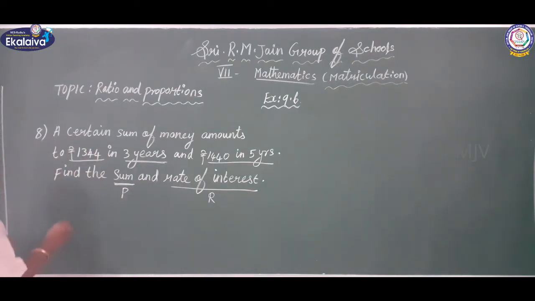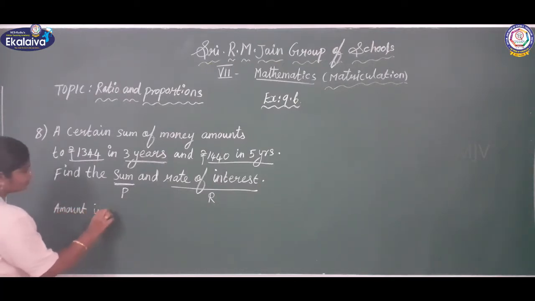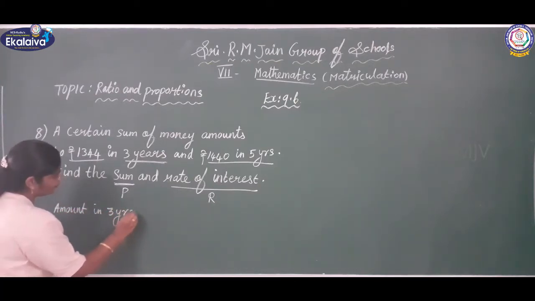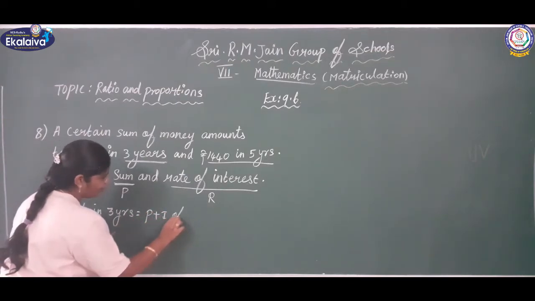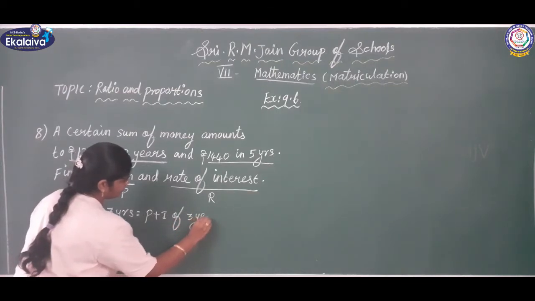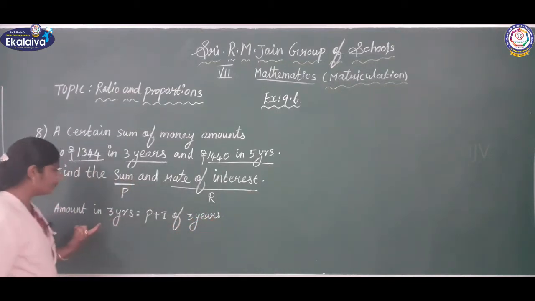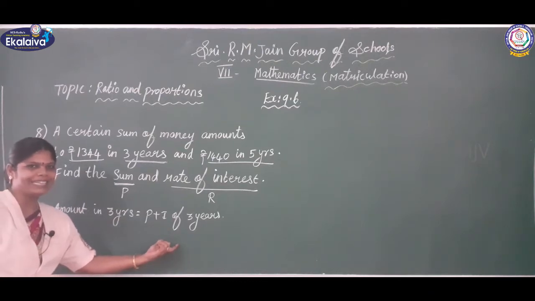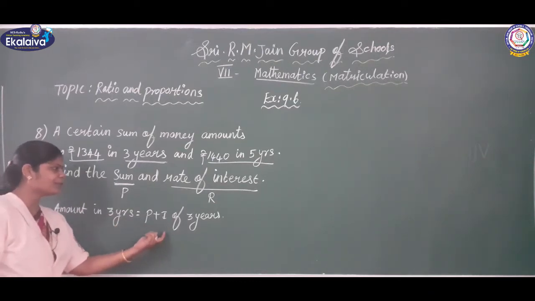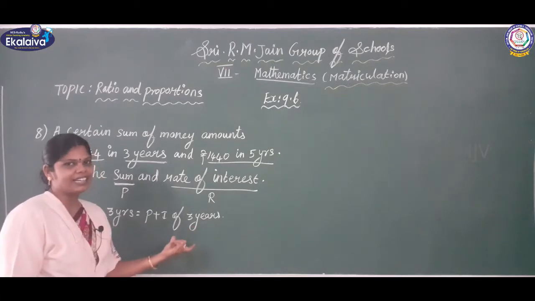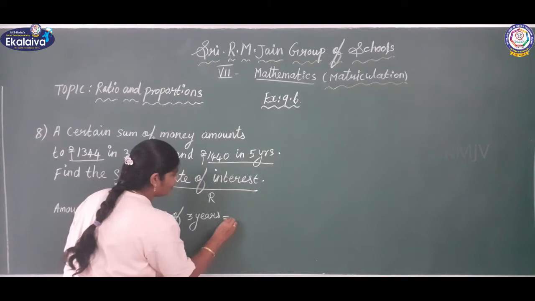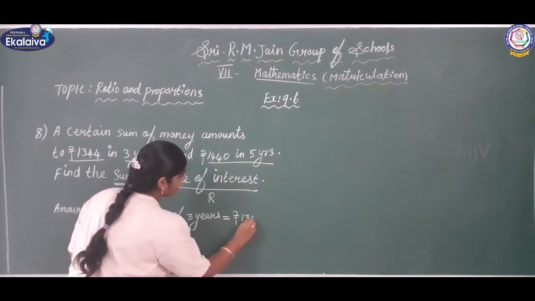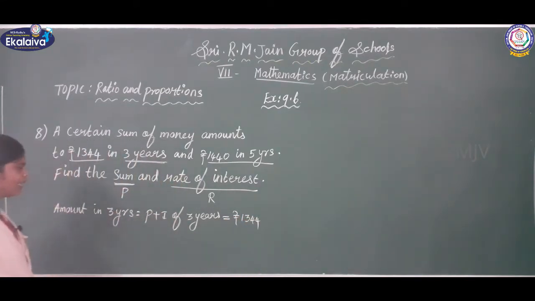Okay, children. So amount in 3 years is equal to principal plus interest of 3 years. How do you find that amount, children? Principal plus interest. Here 3 years is given. So principal plus interest of 3 years. If we add this, we are getting this much amount. Equal to rupees 1344. Okay. Next.